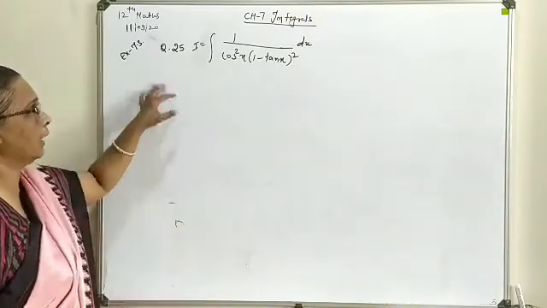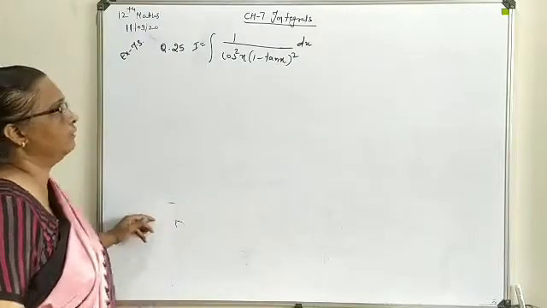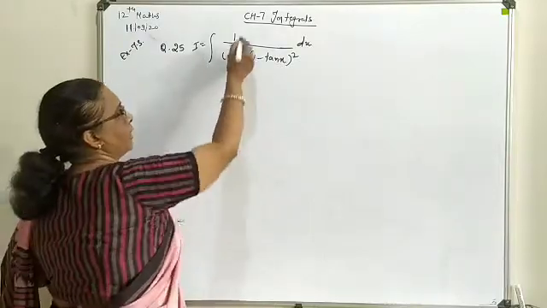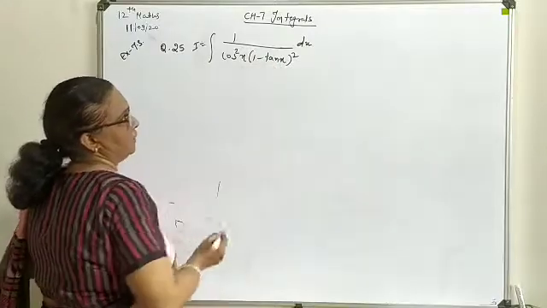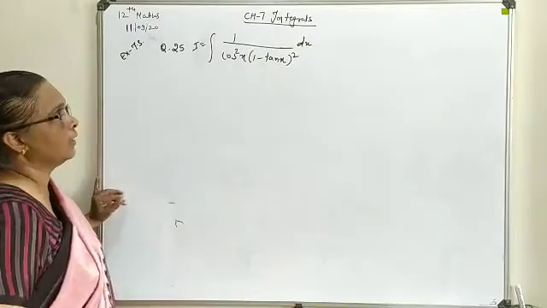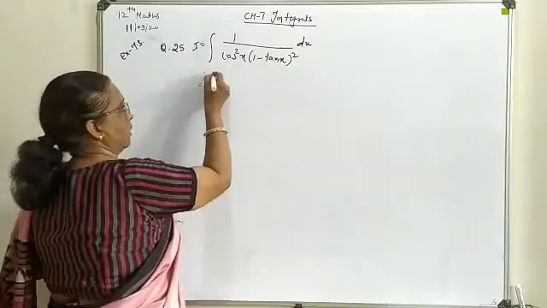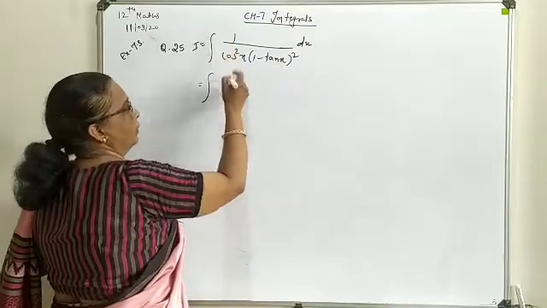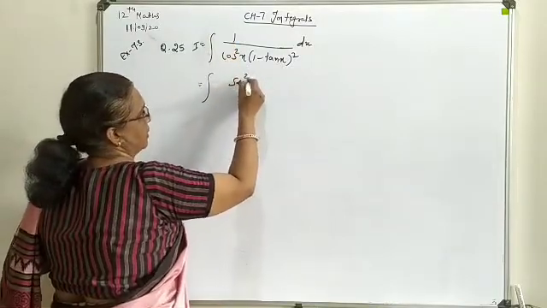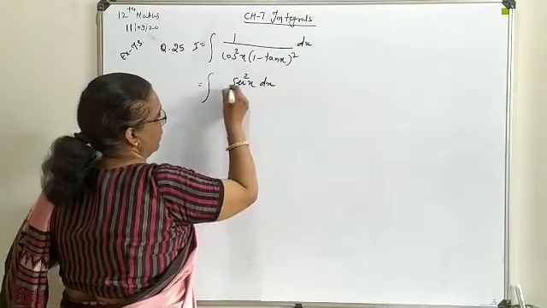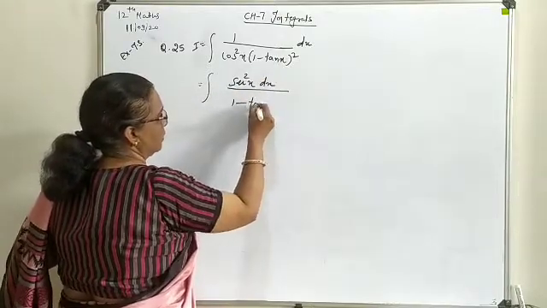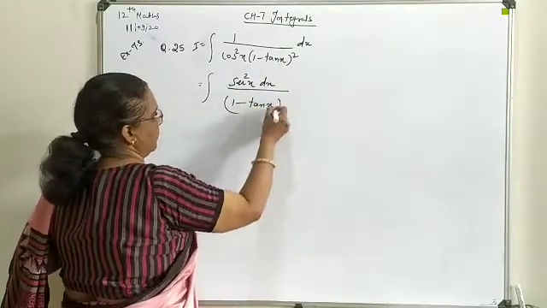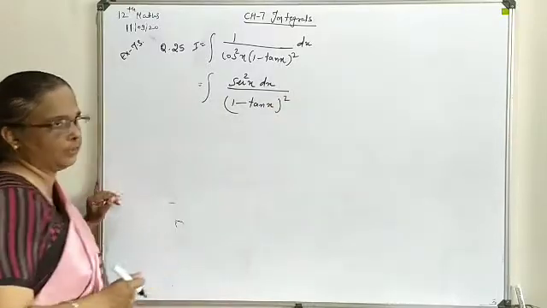Now here I have taken question number 25, in which the question is available as 1 upon cos square x into (1 minus 10x) whole square. So here first of all we are going to change the question form. 1 upon cos square we can write as sec square x, and this denominator term we are going to write as such, means (1 minus tan x) whole square.